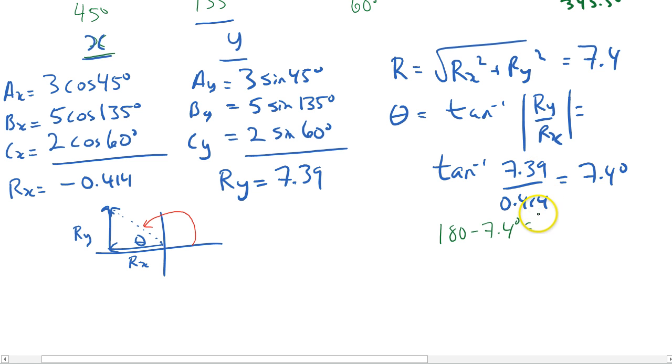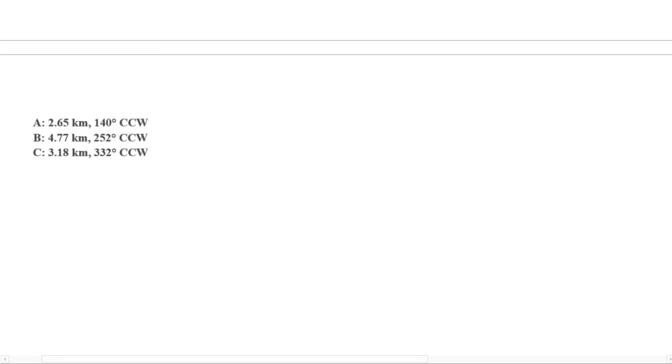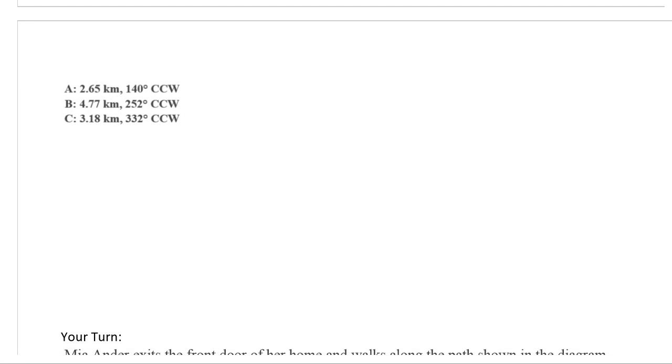Did I get that right? 7.39 over 0.414. Oh, got the wrong one. I think I recopied down this 7.4 over here. This one is actually 17.8. Okay, so fixing this over here, 17.8, so my direction will be 162 degrees. So my answer here at the end will be 7.4, and my units were meters per second at 162 degrees. Okay. I think I'm going to pause that now for the video, and I'll come back again for that last one.